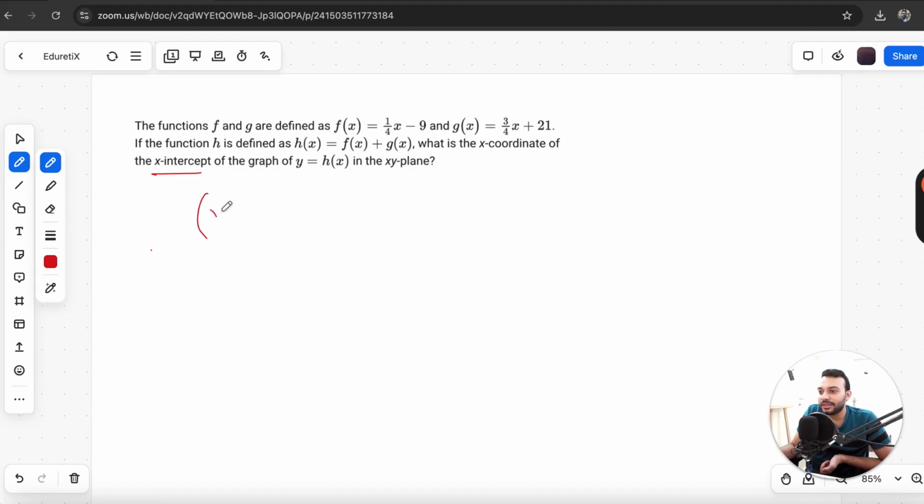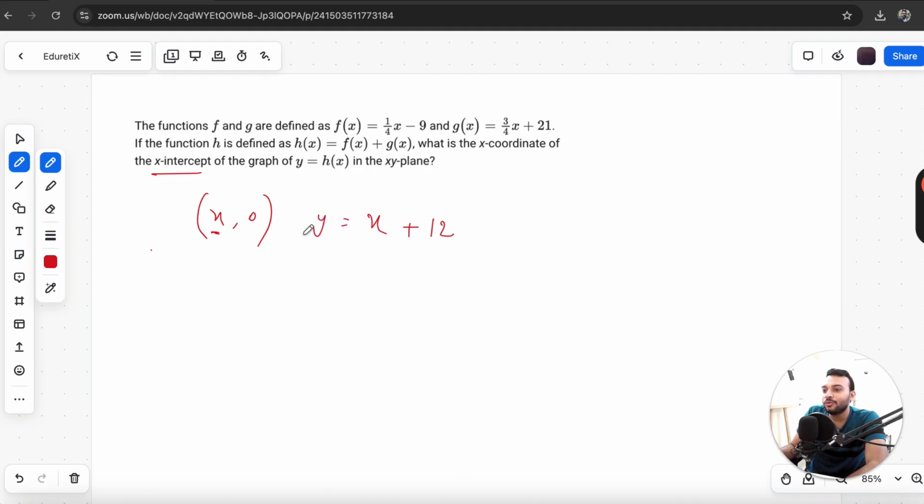The point would be something like x comma 0. Okay, and we need to find the value of x for the graph of y is equal to h of x, and h of x is formed by f of x plus g of x. Let's do that. So x over 4 plus 3x over 4, that's an x. Minus 9 plus 21 is plus 12. Okay, so y is equal to x plus 12.